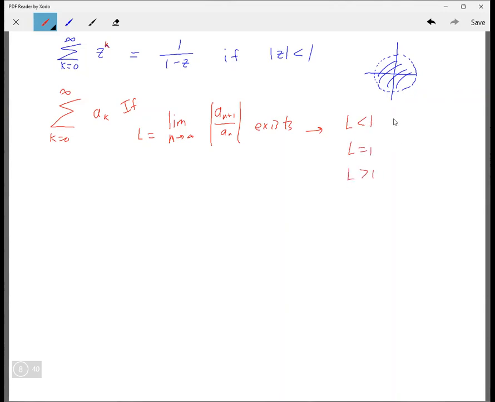If L is less than 1, then this series is going to diverge. If L equals 1, then no conclusion. And if L is greater than 1, then it will, wait, what am I doing? What am I saying? And nobody stopped me. If L is less than 1, it's going to converge. And if L is greater than 1, it's going to diverge.